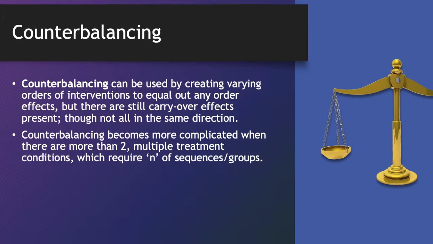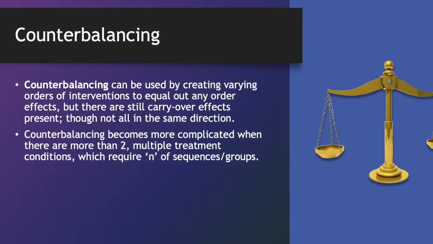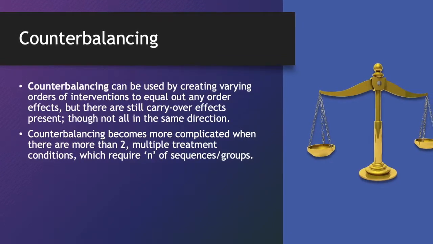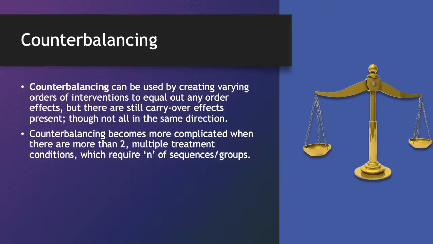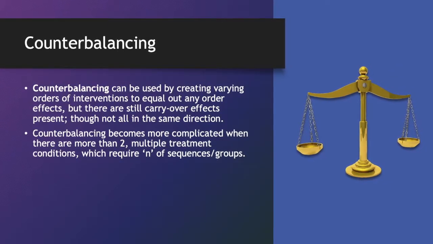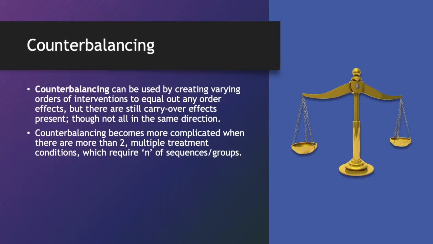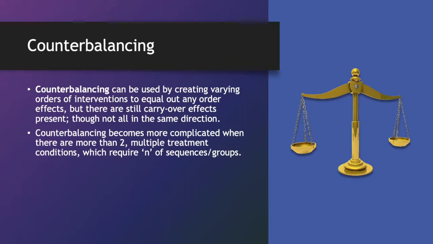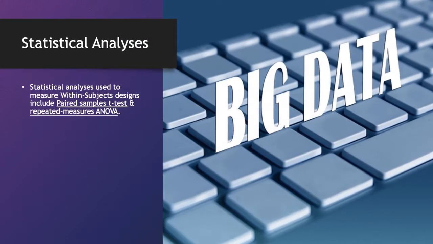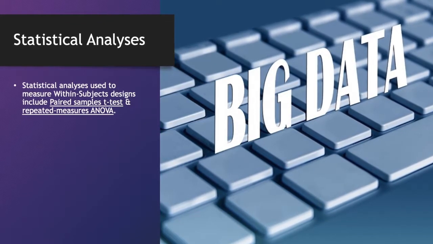Counterbalancing can be used by creating varying orders of interventions to even out any order effects, but there are still carryover effects present, though not all in the same direction. Counterbalancing becomes more complicated when there are more than 2 treatment conditions, which requires n number of sequences or groups. Statistical analyses used to measure within subjects designs include paired samples t-tests and repeated measures ANOVA.